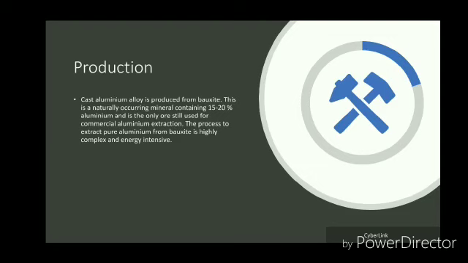Production: cast aluminum alloy is produced from bauxite. This is a naturally occurring mineral containing 15 to 20% aluminum, and is the only ore still used for commercial aluminum extraction. The process of extracting pure aluminum from bauxite is highly complex and energy intensive.